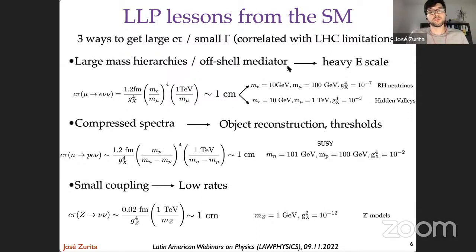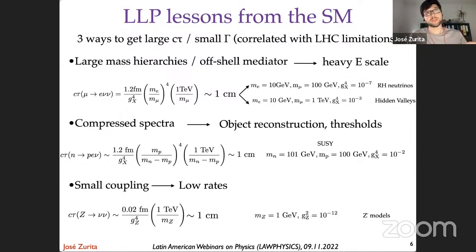And the point is that each of these mechanisms, either having a hierarchy in masses, a compressed spectrum, or a very small coupling, is tied to LHC limitations. If you have a very large energy scale, you're not directly producing this particle. It's outside of your reach, and then you need to deal with indirect effects. You are not able to produce it, as we say, on shell.